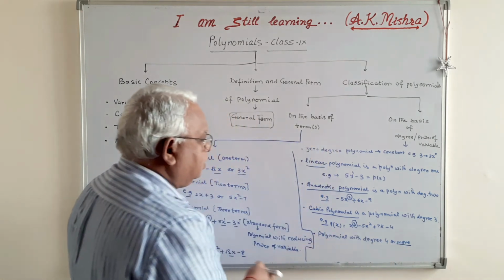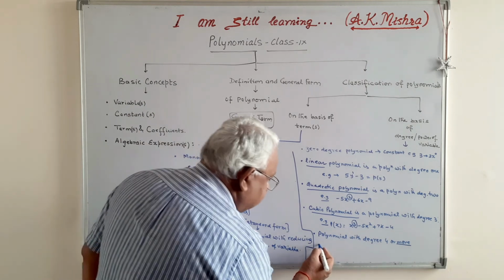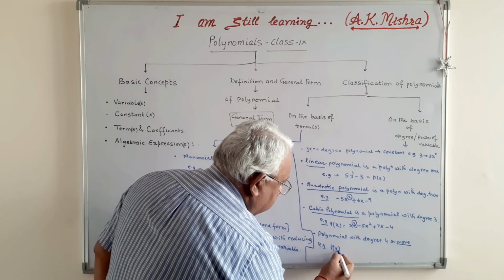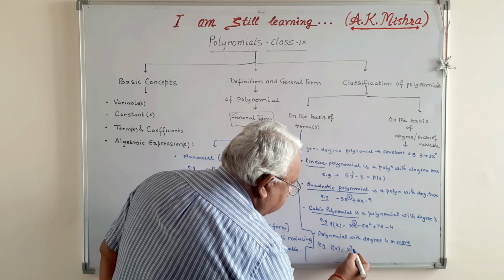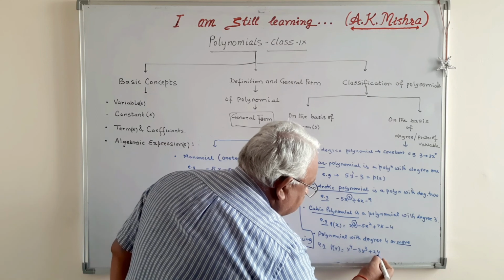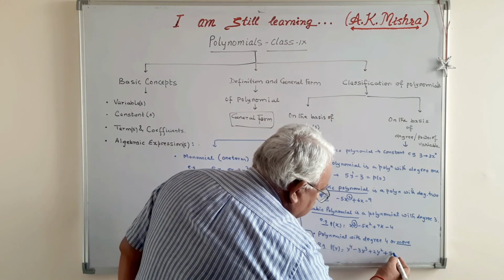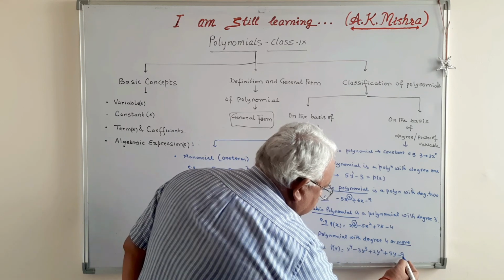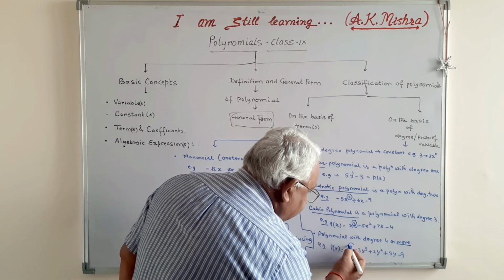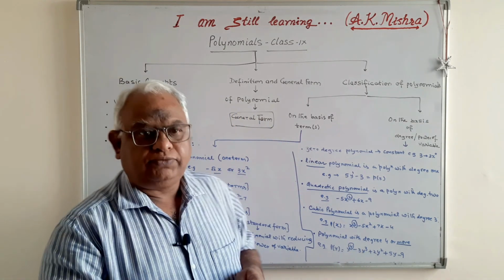So now you might have understood. If you want an example, I can write here p(y) is equal to y^4 minus 3y cube plus 2y square plus 5y minus 9. The degree is 4 here, so it is a polynomial with degree 4.